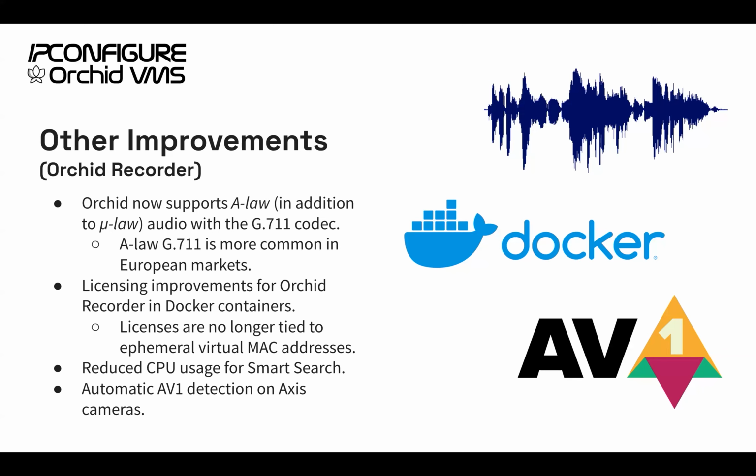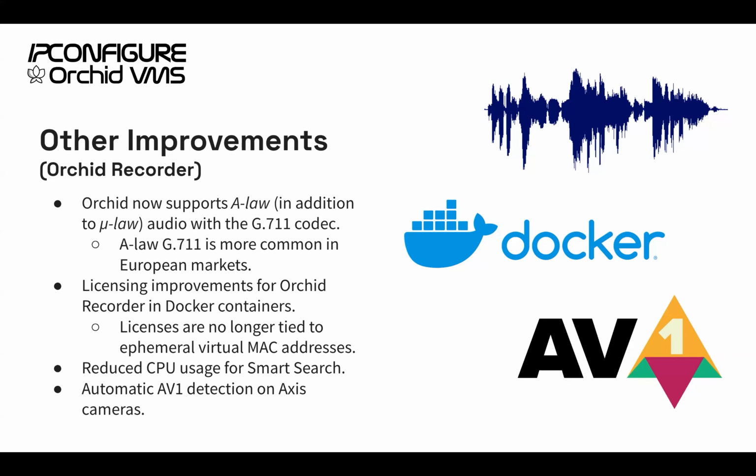Docker containers often include a bunch of ephemeral virtual MAC addresses, so network interface addresses that can change every time the Docker container is restarted. And that became a licensing headache for some Orchid users that we've heard from who are trying to run Orchid Recorder in Docker containers. Every time they redeploy the Docker container or it restarted, the Orchid license would become invalid because those addresses changed.